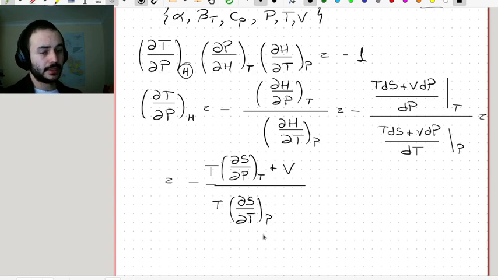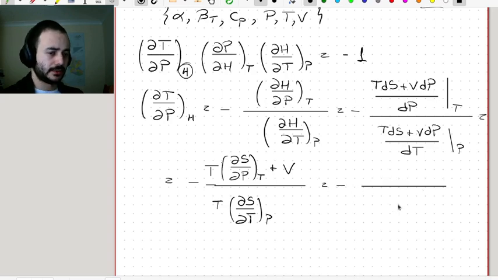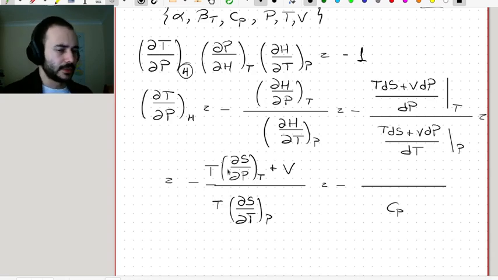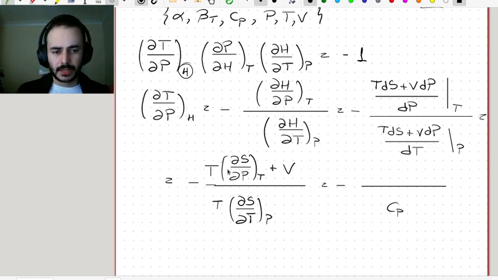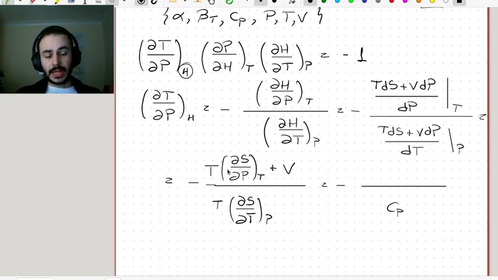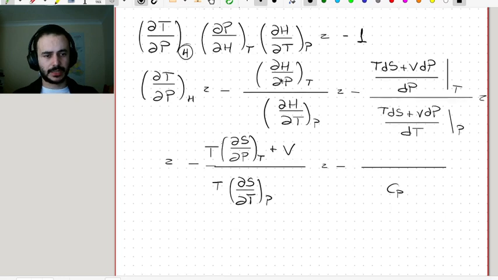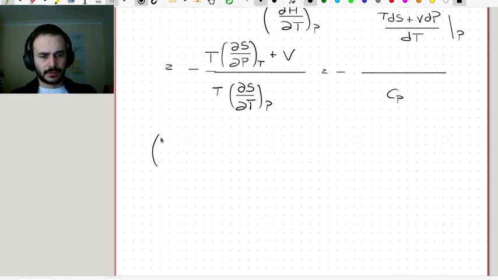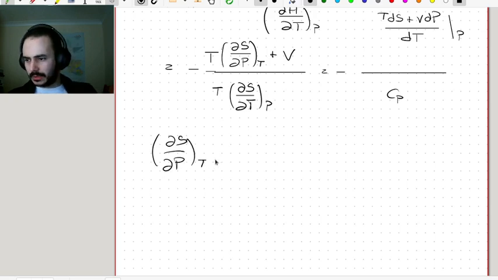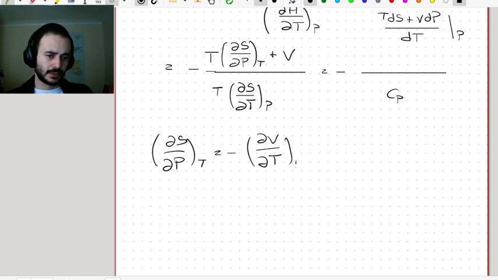So this thing here is the heat capacity at constant pressure. Okay, so we can write that already, Cp. And here we have one of those derivatives that are in principle complicated, but luckily we have Maxwell's relations. In particular, we have the Maxwell relation that says that the partial derivative of S with respect to P at constant T equals minus the partial derivative of V with respect to T at constant P.